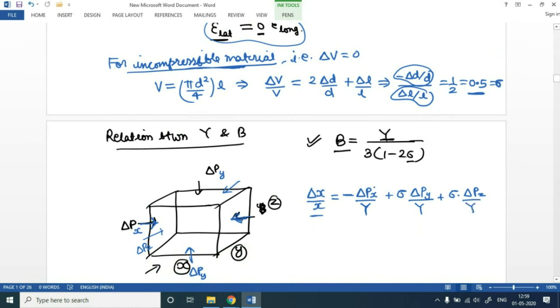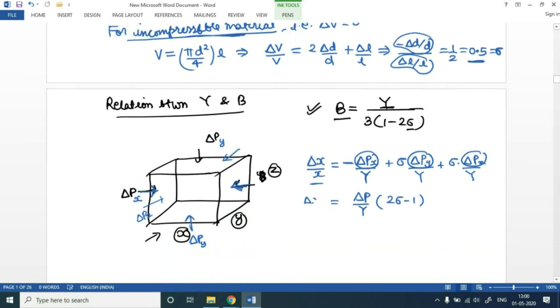But you should also realize that delta Px, delta Py, and delta Pz are one and the same thing, and let's say that is equal to delta P. So this will simply give us delta P by Y, and you can take it common, so in the bracket you will have 2 sigma minus 1. This is for delta x by x. Similarly, delta y by y will be delta P by Y into (2 sigma minus 1), and for delta z by z also, that would be delta P by Y into (2 sigma minus 1).